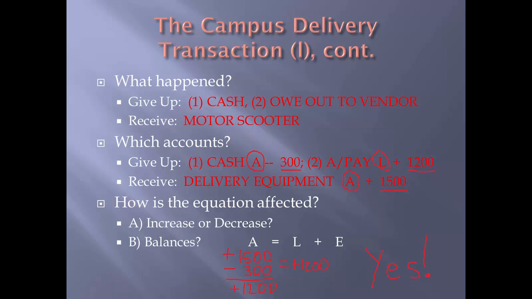Now when I put the plus 1,500 and the minus 300 under assets, the plus 1,500 minus the 300 equals a plus of 1,200 for assets. And I have a plus of 1,200 under liabilities. Now my equation balances, but I had to put the numbers up there before I could. So you're going to have to do that whenever there's a three-parter compound equation. You're going to have to put the numbers.